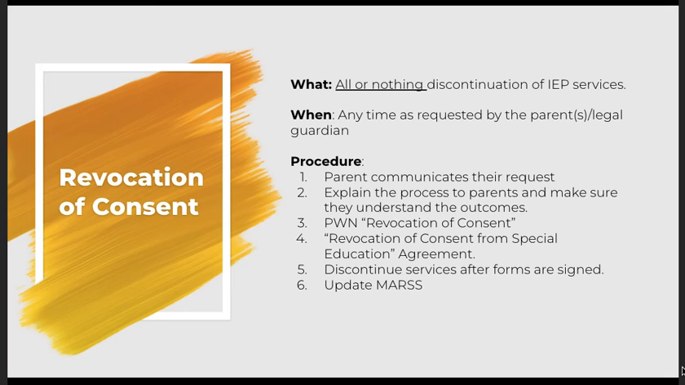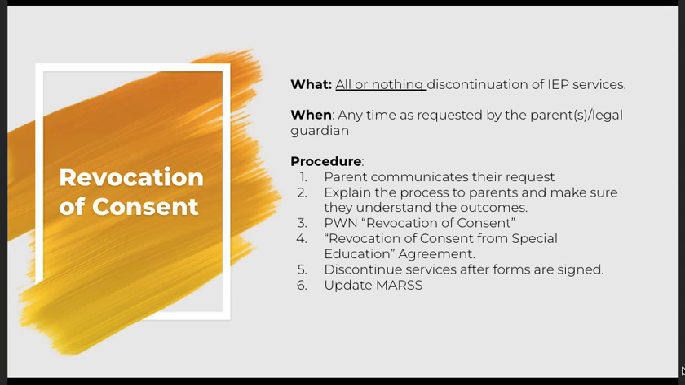Once you receive that request, it's probably a good idea to explain to the parents and make sure they understand what they're asking for: that all services end, and accommodations, modifications, all of those supports that their student is currently getting will end once we receive that consent. There are two forms that you would need to send to the parents and make sure that you receive consent for: the prior written notice, revocation of consent, and the revocation of consent from special education agreement. Both of those are found on SPED forms, and the next slide will show you exactly where those are.